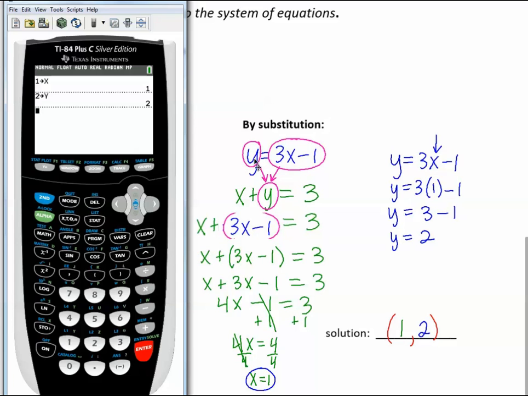Well, we already know the y is 2. What does 3x minus 1 equal? It also equals 2. So that equation was satisfied. How about x plus y? So we can type x plus y and we get 3. And it's supposed to equal 3. So I see that this solution is correct.